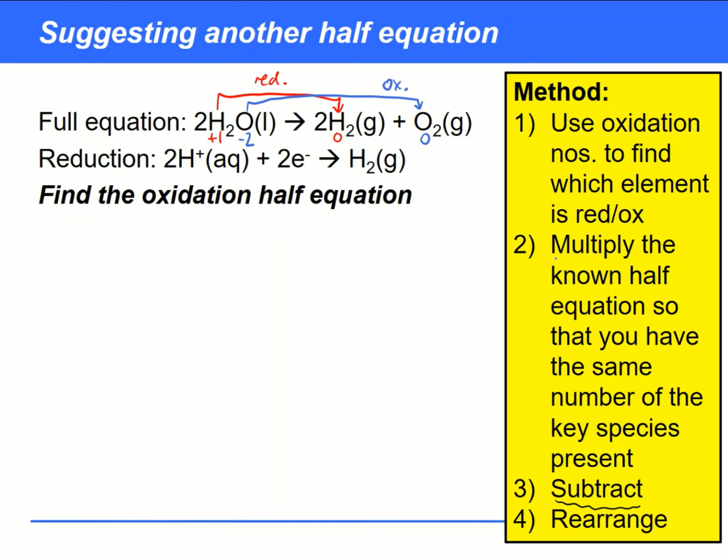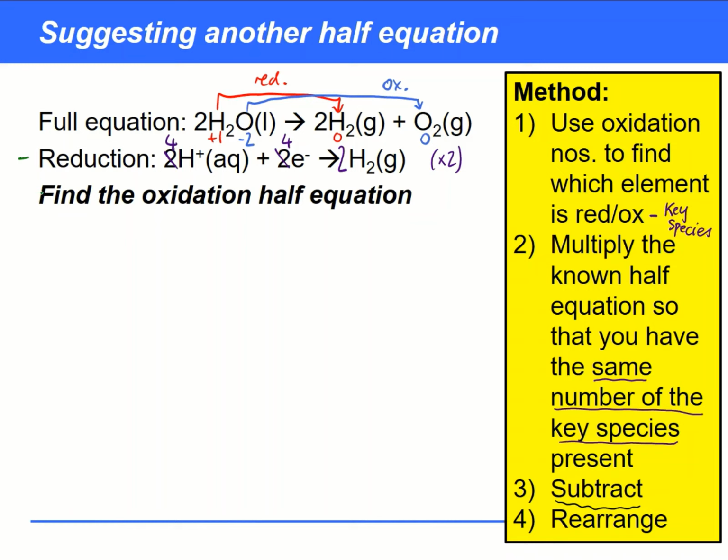So what we need to do in our second step is to actually multiply the known half equations so that you have the same number of the key species present. By key species I mean simply the species which are reduced and oxidized. So these are the key species. We want to get rid of both of those hydrogens, so we're going to multiply this reduction equation by 2. That means every species gets multiplied by 2. So now we're pretty much ready to do the subtraction.